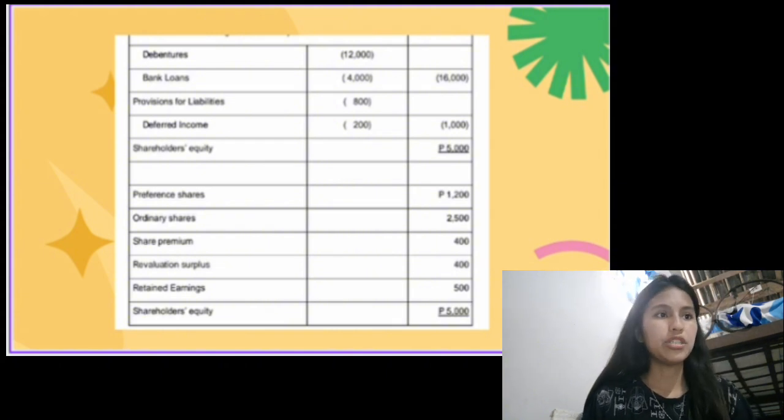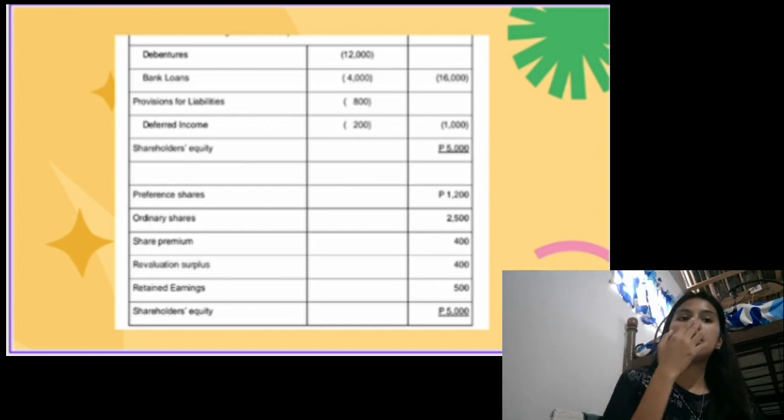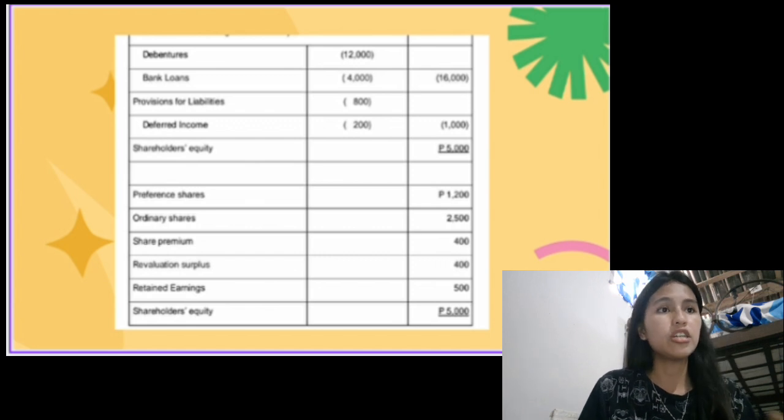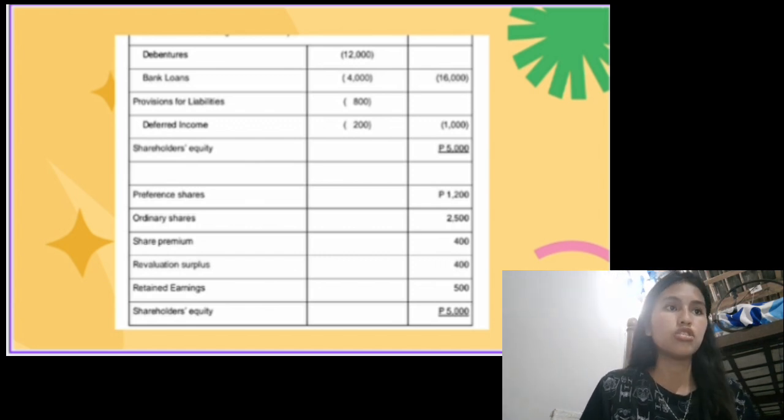So, preference shares natin, meron tayong 1-2. Ordinary shares natin, meron tayong 2-5. Share premium 400. Revaluation surplus 400. Retained earnings na 500. Then, shareholders equity na 5,000. So, ito na yung una natin kukumputan. Required, determine the financial gearing ratio. Solution.